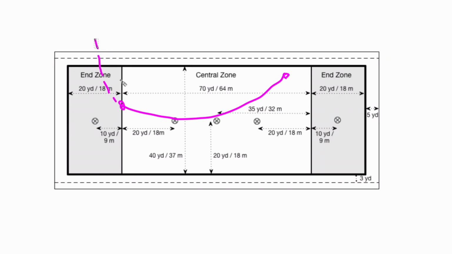If you are the team that is now on offense in this scenario, so you were on defense, now you're on offense, you get it, you guessed it, at this corner, because that was the point in the central zone that is closest to where it last crossed the perimeter line.